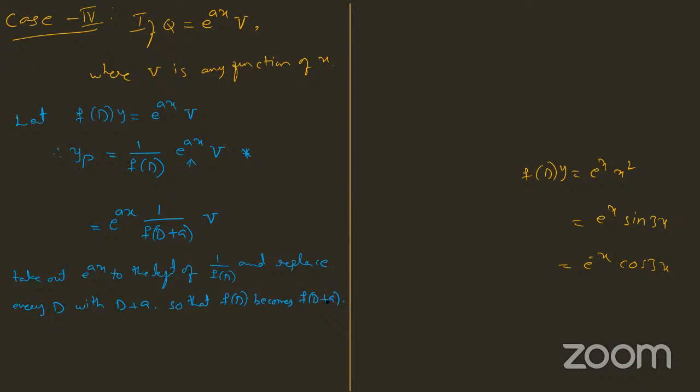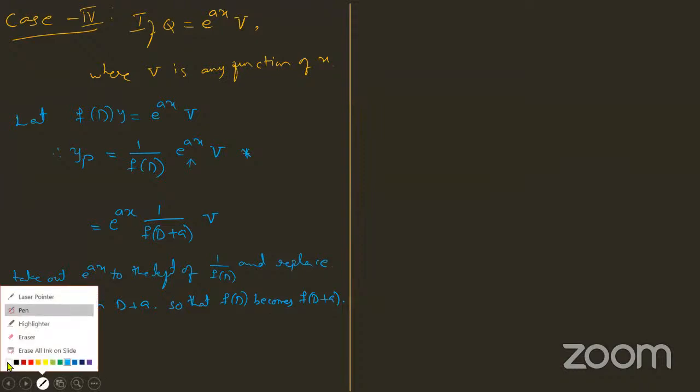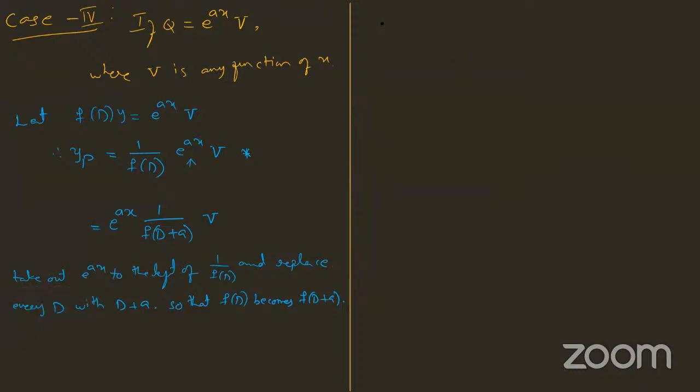Right? Now, after getting this, we need to operate this 1 by f of d plus a on V. See, for example, just to understand it this way, what happens? I'll just take a simple example and tell you this. See, for example, if you have this differential equation, D squared plus 4D minus 2 into y is equal to, let us say, some e power x into x square. Right?